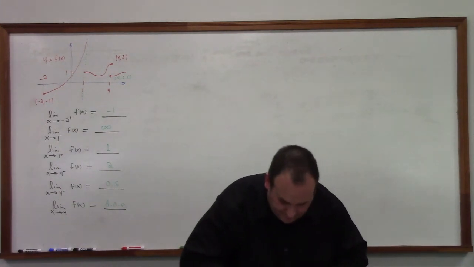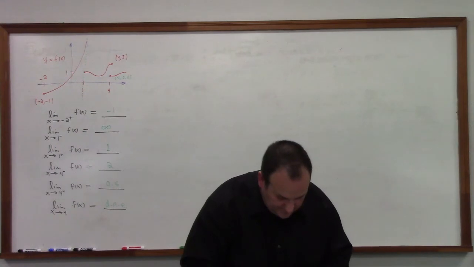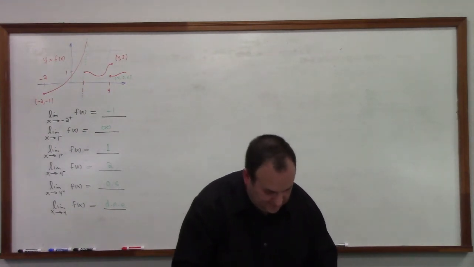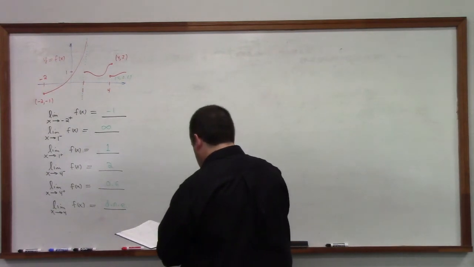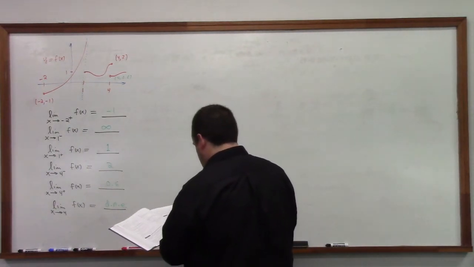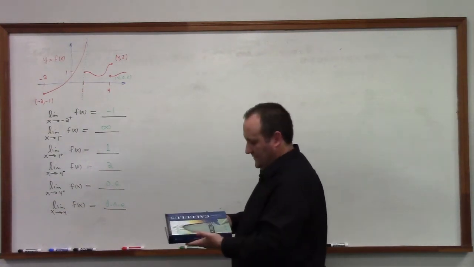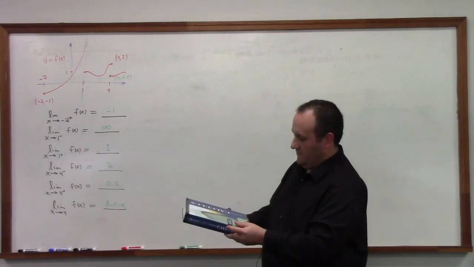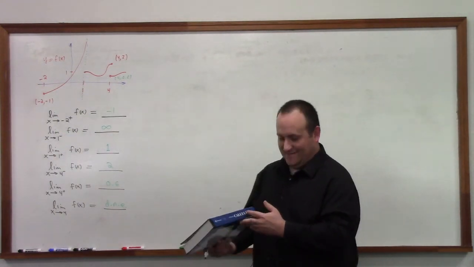Let's see here. Let's look at some limits. So here I'm supposed to find the limit or explain why it does not exist. For what it's worth, this is Thomas's Calculus, the 14th edition.